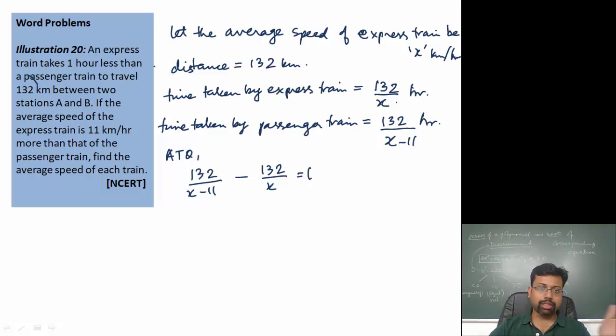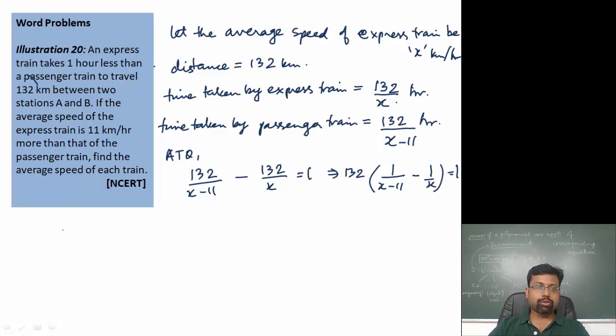So you take the difference between the time taken by the passenger train and the time taken by the express train. तो इन दोनों को आप subtract करेंगे तो आपको 1 मिलेगा. Now the next step is 132 can be taken as common, and what do you have? We have 1 by x minus 11 minus 1 by x equal to 1.